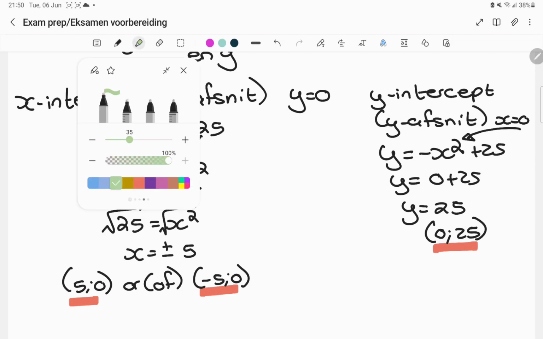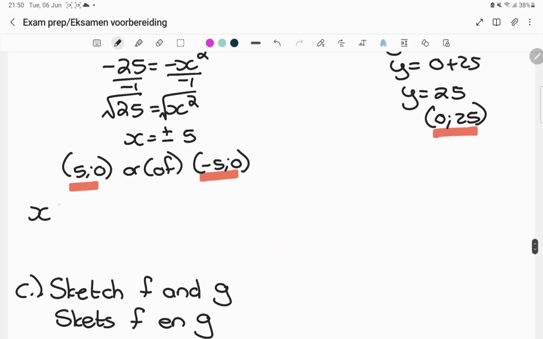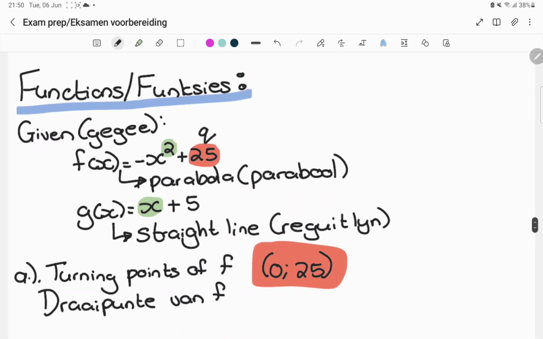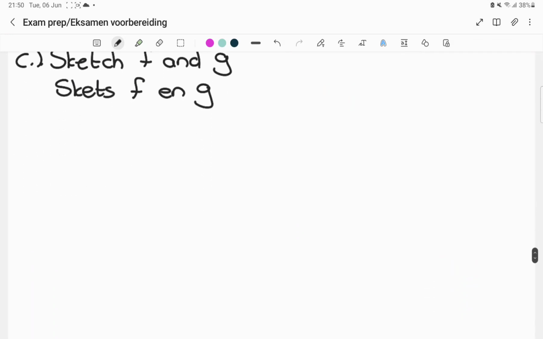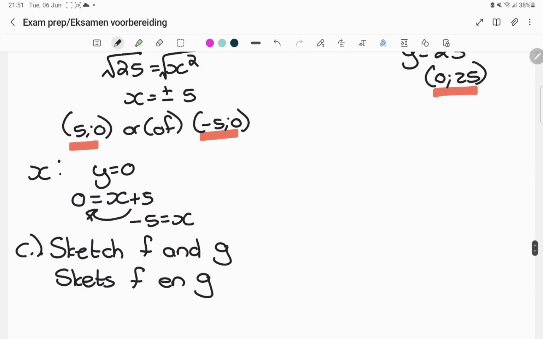Now let's do the same, but now let's do it for g of x. So to get my x-intercept, I have to make y equal to 0. So my x-afsnit te kry moet ek y gelyk stel aan 0. So my equation was x plus 5. So it will be 0 equals x plus 5. I'm going to take over my positive 5. So it's going to become negative 5 equals x. So my x-intercept will be the point minus 5, 0.